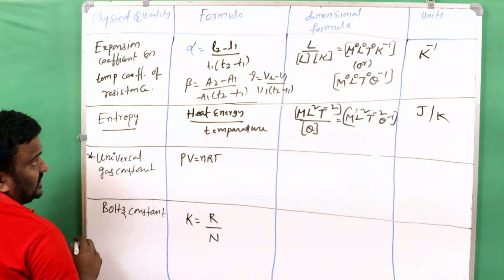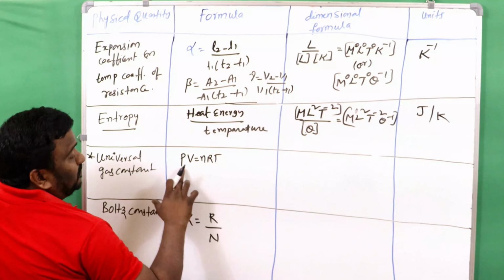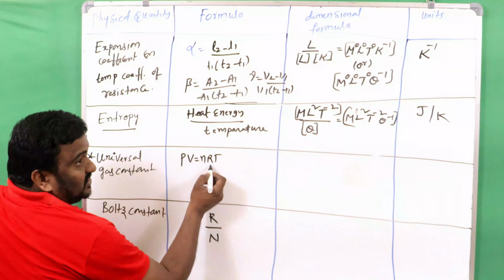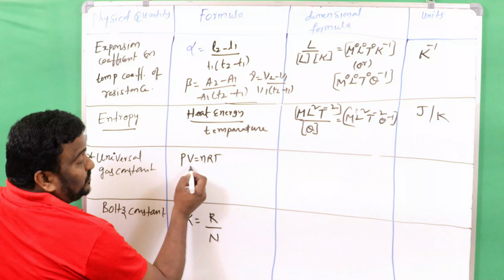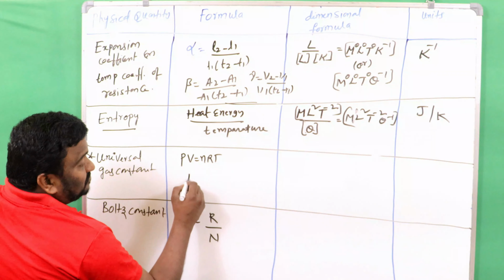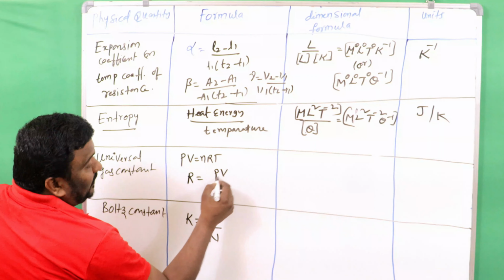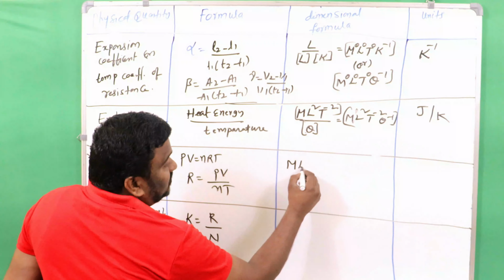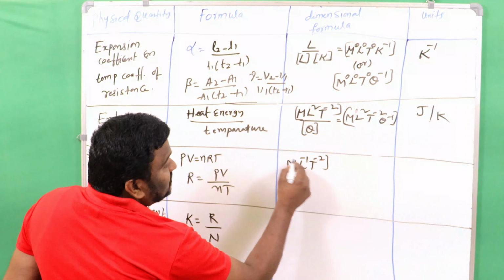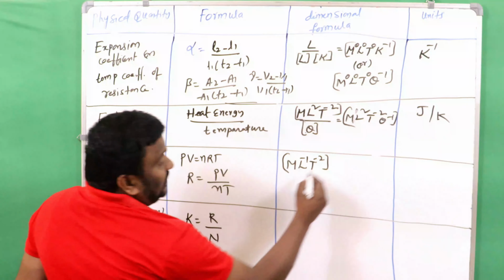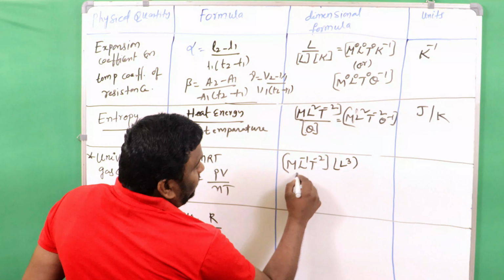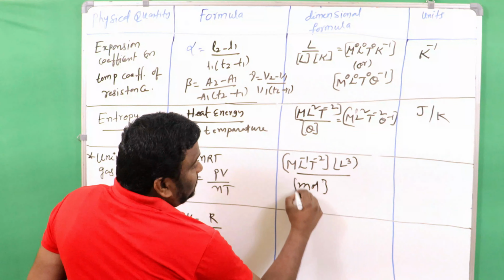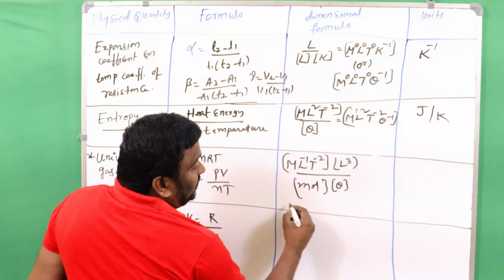Universal gas constant. The ideal gas equation is what? PV is equals to nRT. Here n is the number of moles, R is the constant, T is temperature, V is the volume, and P is the pressure. From that we write R is equals to PV by nT. What is P? Pressure. M L inverse 1 T inverse 2 is the dimension formula of pressure. And volume L cube, by n mole, and temperature theta.